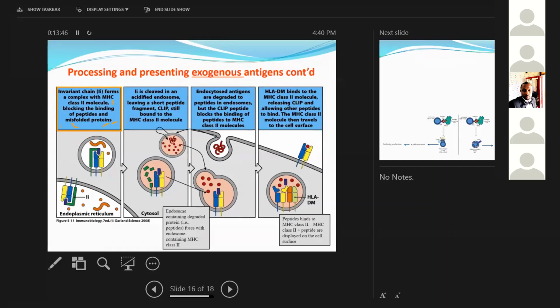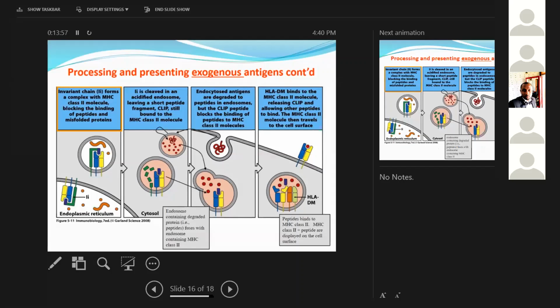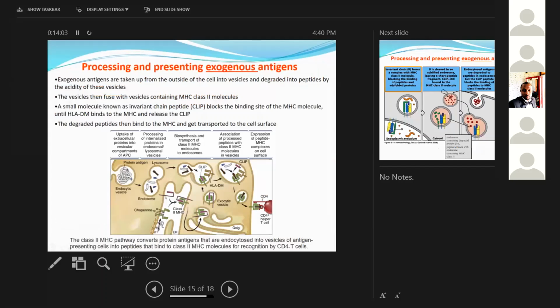What about exogenous antigen? I told you they are like bacteria. So we have the bacteria, and the bacteria will enter the cell by endocytosis or phagocytosis. Okay, so we have this whole macromolecule in a vesicle, and in the vesicle, the acidity will increase, so that will degrade that pathogen into peptides.